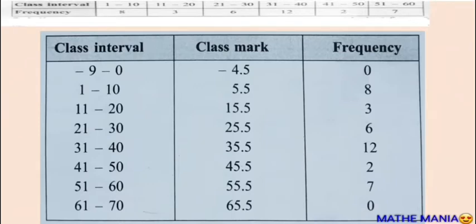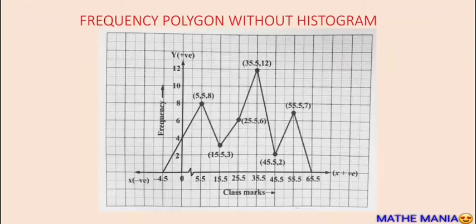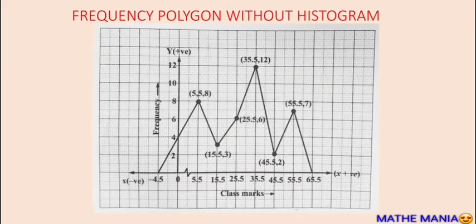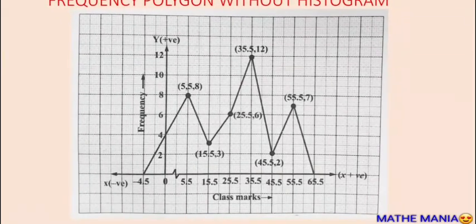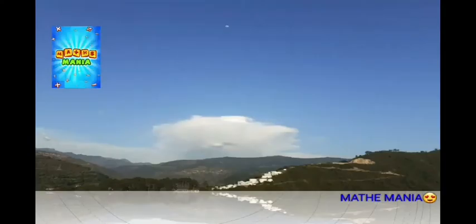Now in this table we are going to plot class marks with the frequency. Class mark will be plotted on the x-axis and frequency will be plotted on the y-axis. On plotting the various points on the graph and joining them in proper order, this is what we get. So it's a frequency polygon.